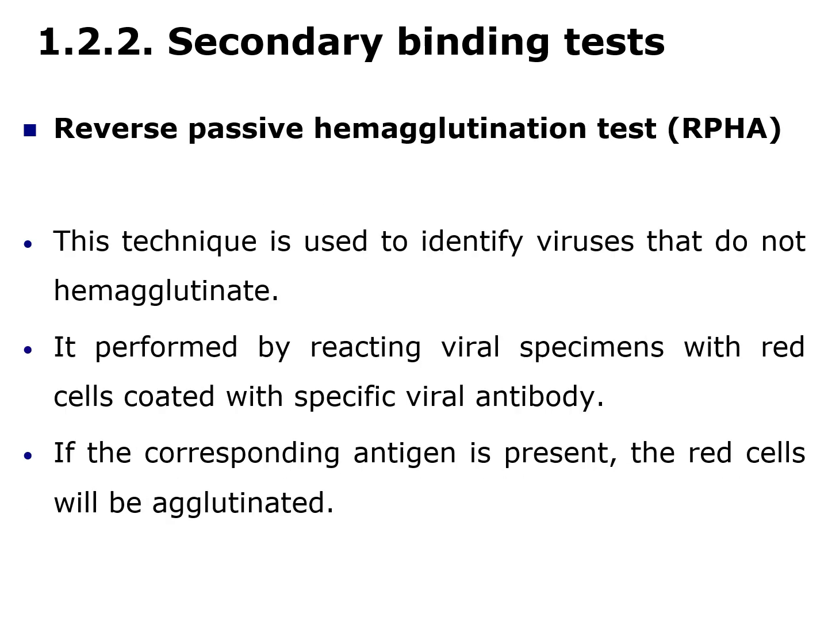Okay, but the word is inhibition. Right, so reverse positive hemagglutination. There are other viruses that do not cause hemagglutination, so this test is for them. If the antigen is present, the red blood cells will be agglutinated. On the other hand, for HAI, in the presence of the antigen, there will be no agglutination. That's why it's inhibition.